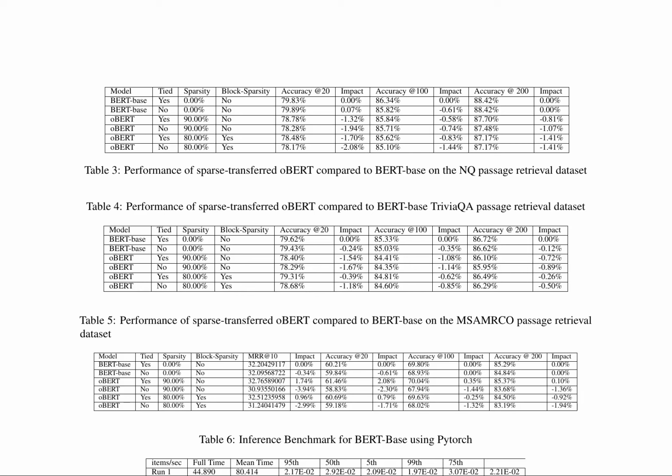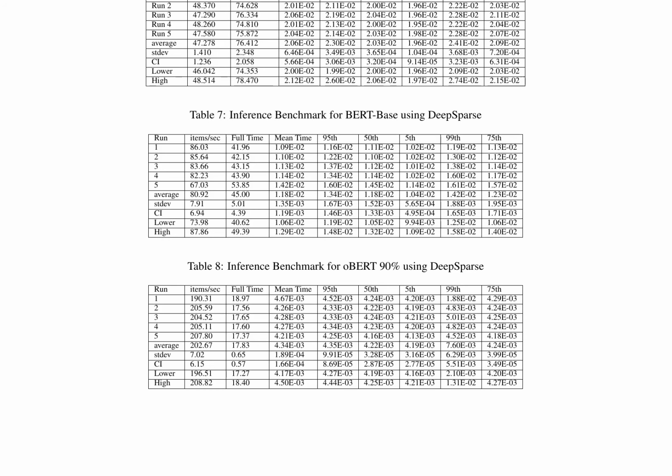On the TriviaQA dataset, ABERT models with 90% tied sparsity and no block sparsity achieve accuracy rates of 78.40% at 20, 84.41% at 100, and 86.10% at 200. ABERT models with 80% tied sparsity and block sparsity achieve accuracy rates of 79.31% at 20, 84.81% at 100, and 86.49% at 200. BERT-based models with no sparsity achieve accuracy rates of 79.62% at 20, 85.33% at 100, and 86.72% at 200.